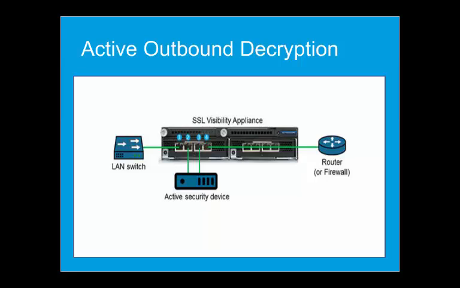The active security device may find some of the traffic to be bad, for example, containing a virus or malware, in which case it will be blocked, dropping the SSL flow. If the active device returns the traffic to the SSL visibility appliance, the appliance assumes it to be good, or virus-free, and re-encrypts the traffic, sending it to the destination.